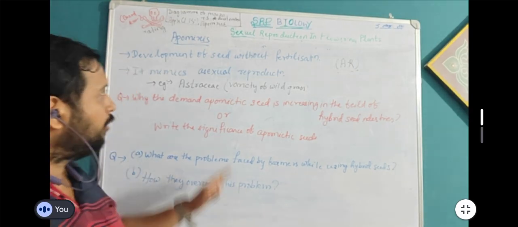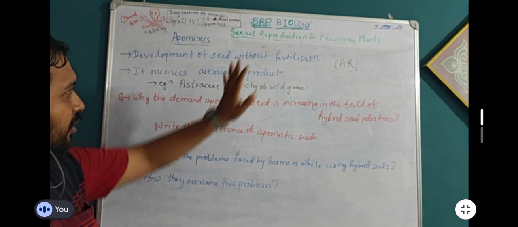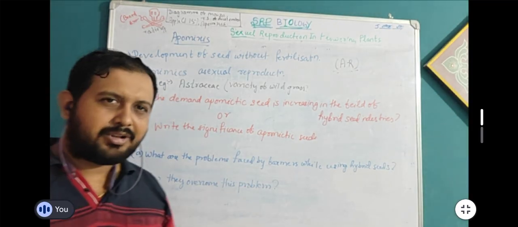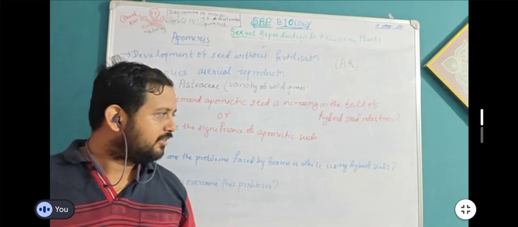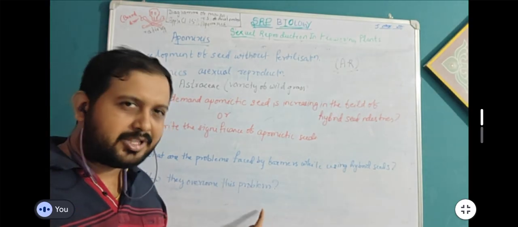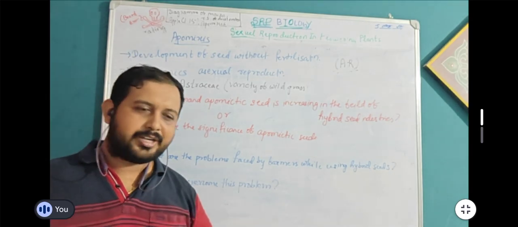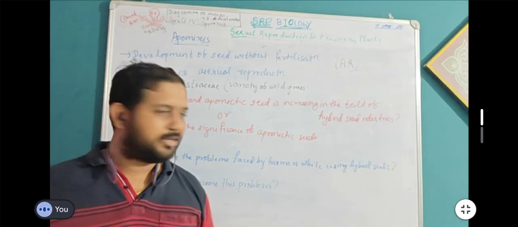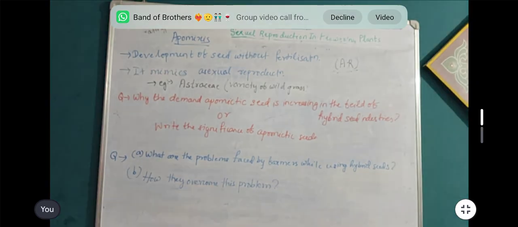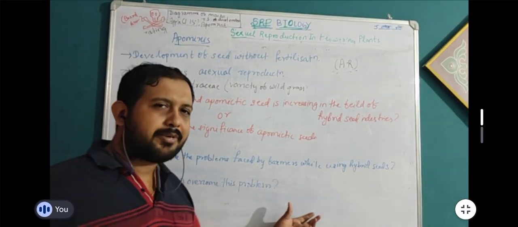If we are able to produce hybrid seeds apomictically, meaning by asexual reproduction or without fertilization, then what happens? We know that in asexual reproduction there is no variation, while in hybridization, which is sexual reproduction, there is variation. If I produce basmati rice asexually or apomictically, the same character will be retained in the next generation also, because no sexual reproduction is involved.